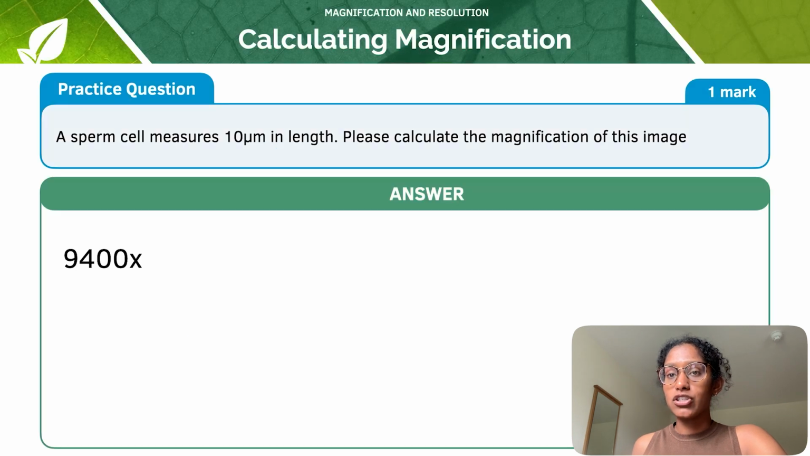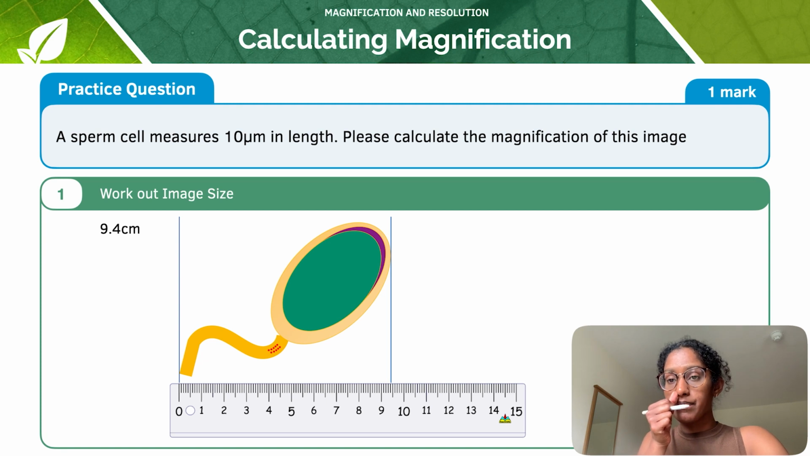So the magnification is times 9,400. So let's see how we got there. So first of all, you work out the image size. So you measure the size of the image. So put the zero part here, and we see where the head of the sperm cell comes up to, and it's 9.4 centimeters long. Okay, so we've written 9.4 here.